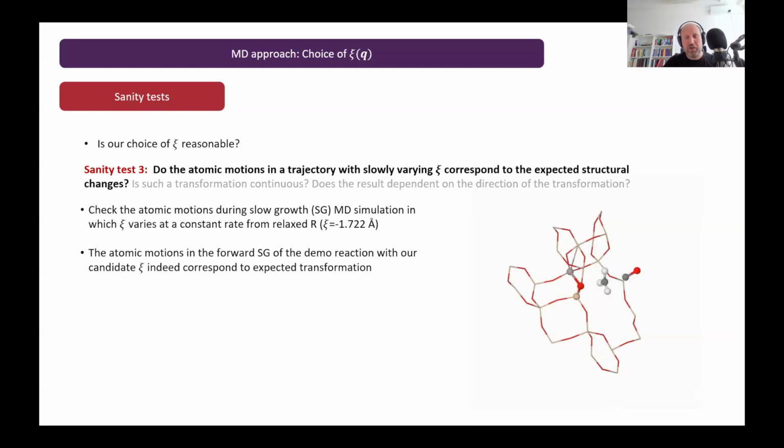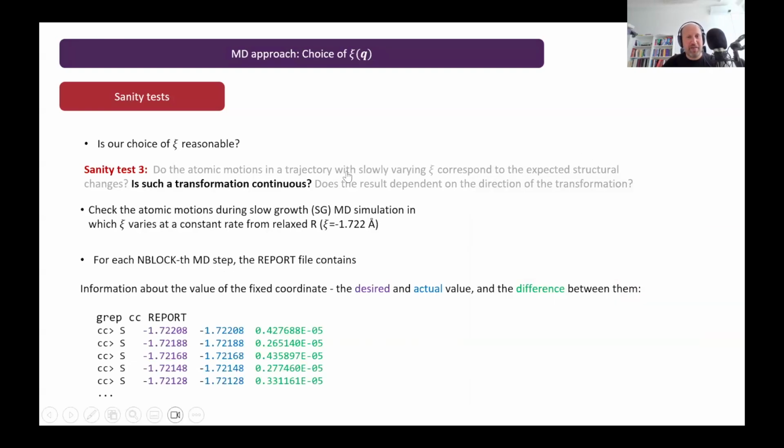So this pretty much, nothing strange happened. This pretty much corresponds to what we expected. Yeah, so I think this test was successful. So the next thing we should test, using the same data we already generated, is whether such a transformation is continuous.